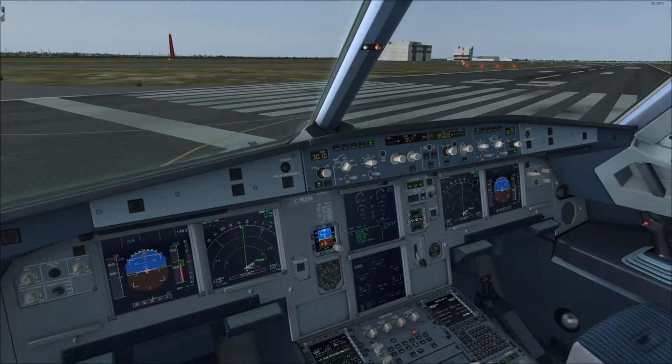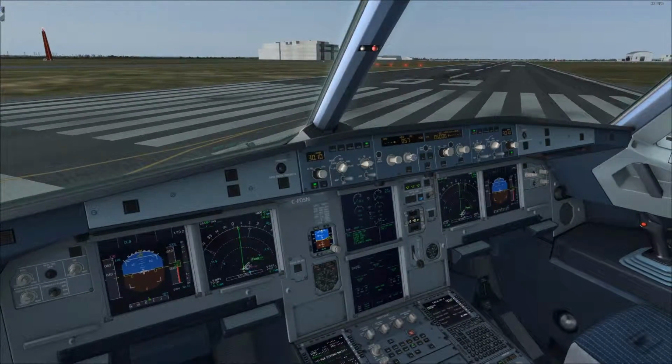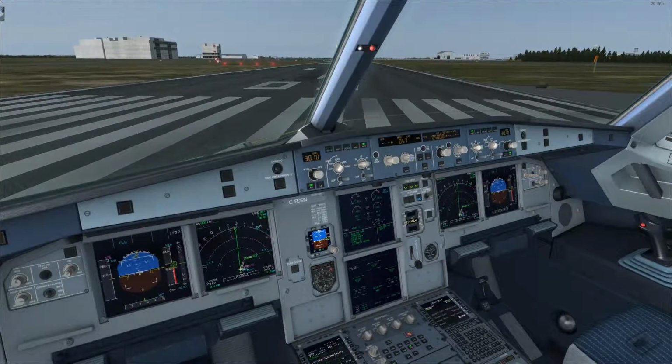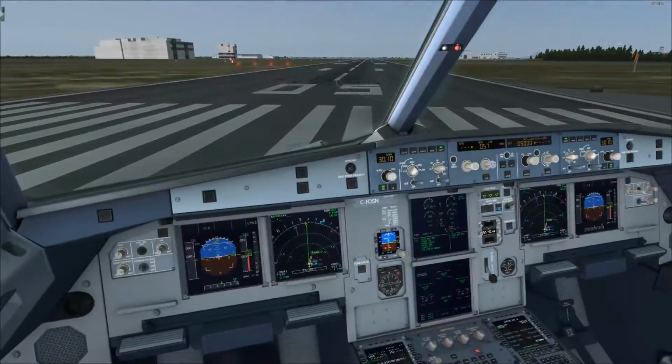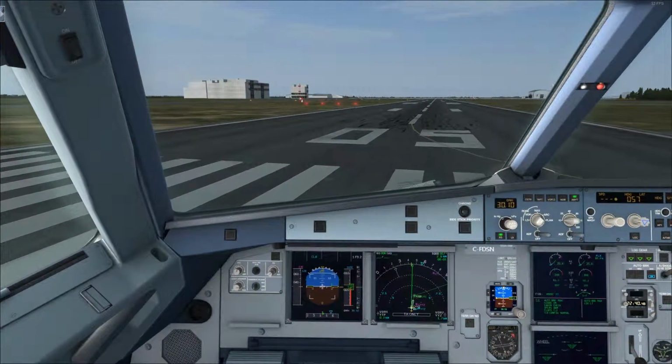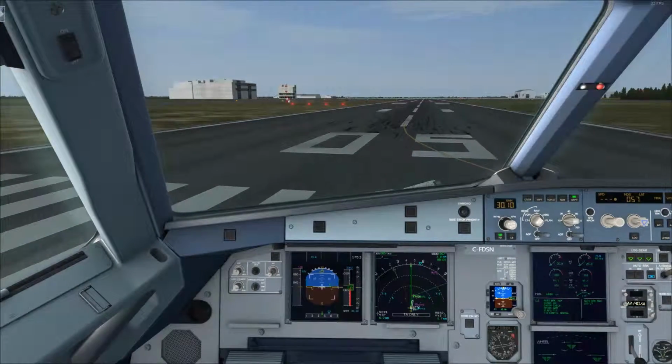Okay, so once again, runway 05. We're on the VERDO4 Departure out of Toronto, heading east, toward Ottawa, the nation's capital. Okay, terrible lineup.